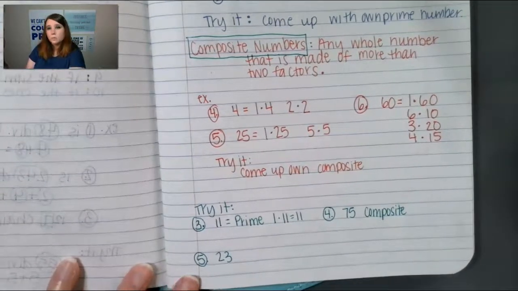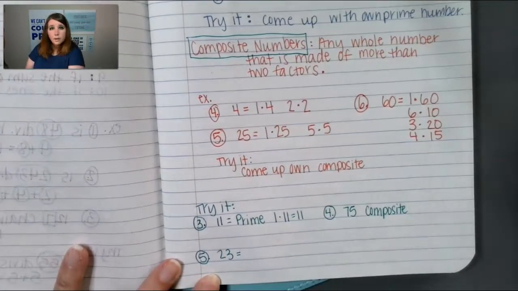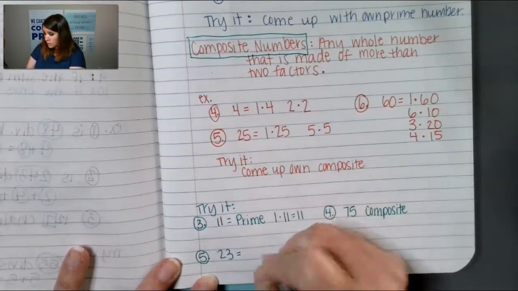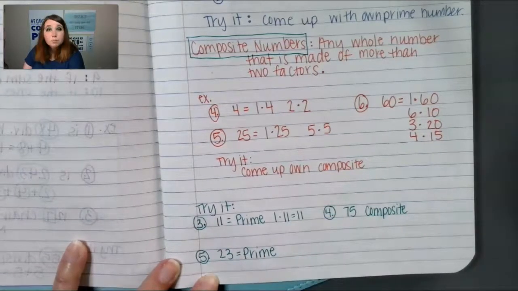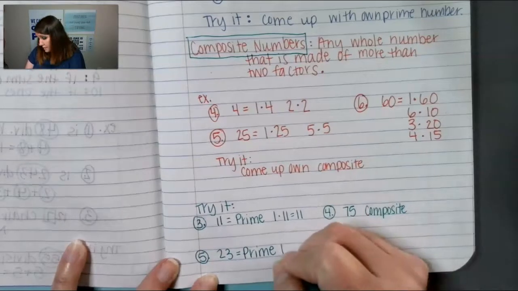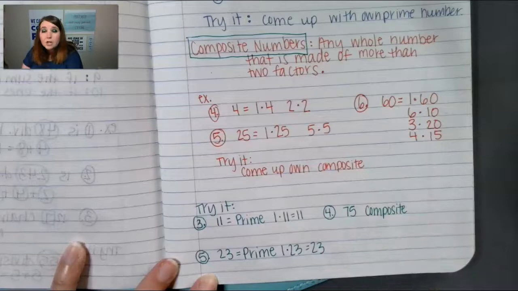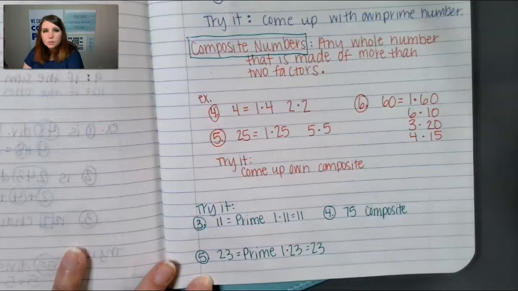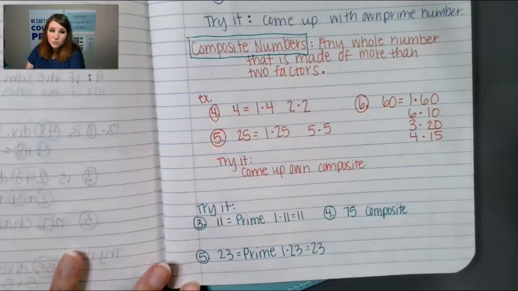Okay, and the last one, 23. Prime or composite? What do you think? Yeah, this one's prime also. Good work. You guys are on fire today. Okay, prime. This one is prime because 1 and 23. It only has 2 factors, 1 and 23. You cannot multiply 2 numbers together that are not 1 or 23 to get 23. That's it, 1 and 23.